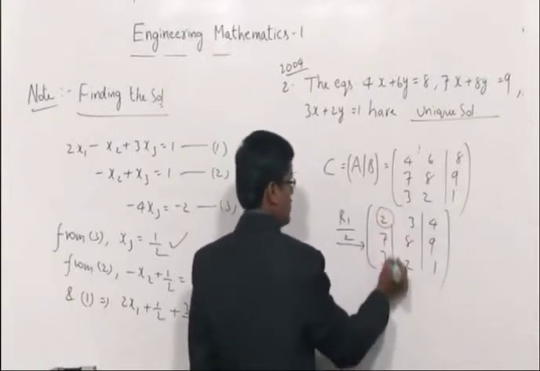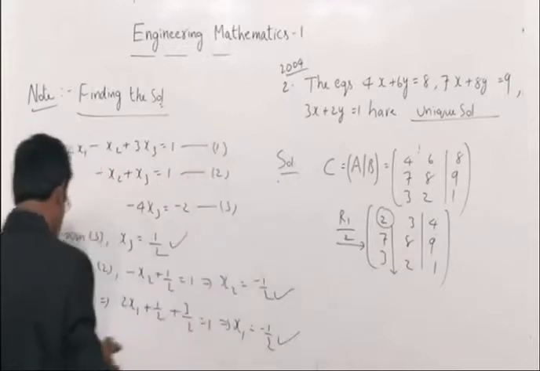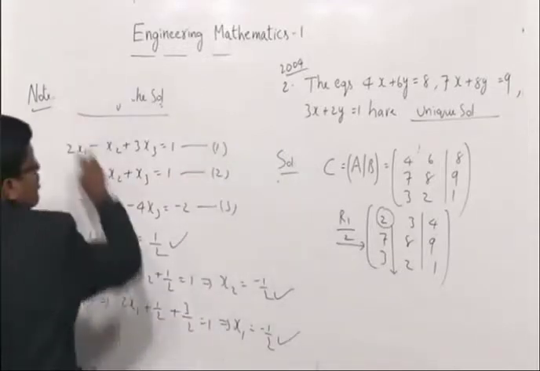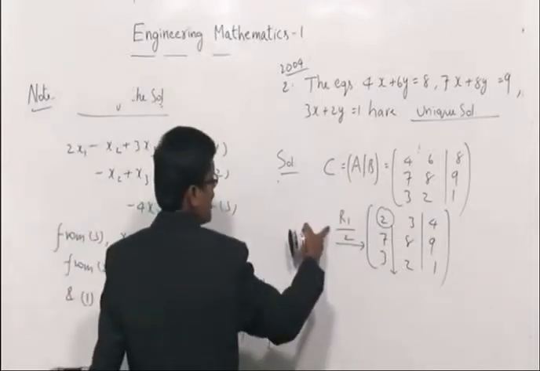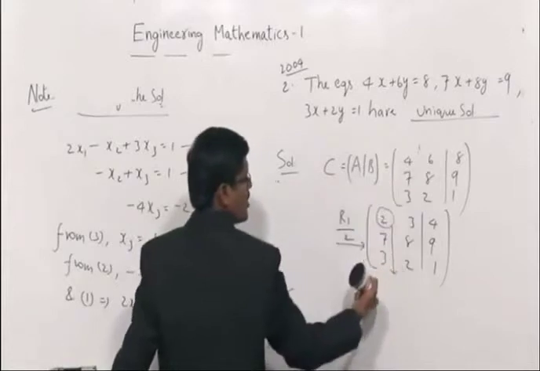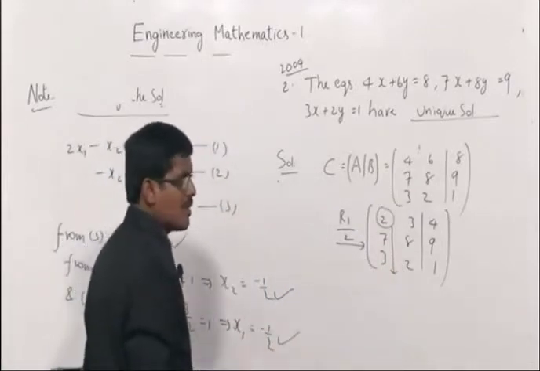Then circle this element and make its lower elements 0, as in the previous problem's procedure. You will get a unique solution. Okay, just write that hint, first step only. Without dividing R1, without this step, if you start by circling this 4 and then making its lower elements 0, it will take some more time, because in that case you may get big numbers.